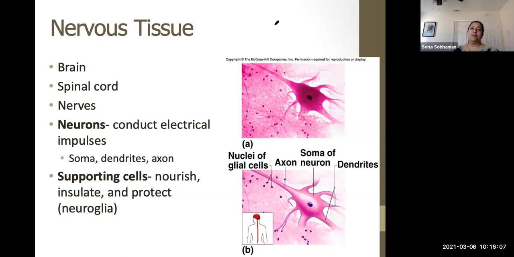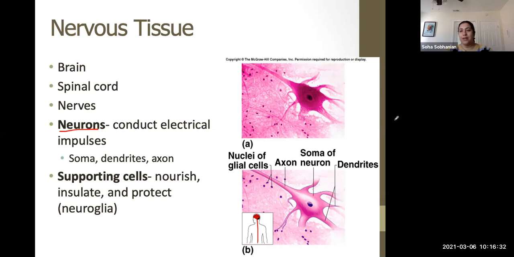So nervous tissue, pretty basic. I'm not going to go into detail. This is literally all you need to know. Nervous tissue can be found in your brain, your spinal cord, or basically the nerves of your body. There are two main types of cells that you have. Neurons, which is this really large structure you see right here.